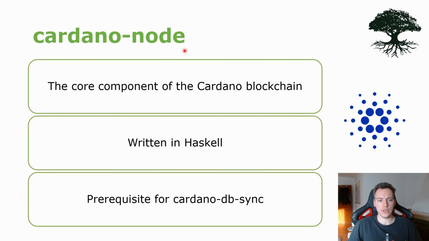Okay, next up, Cardano node, the core component of the Cardano blockchain. It's written in Haskell, and it's a prerequisite for cardano-db-sync, because Cardano node is the component that communicates with other Cardano nodes, and that's how consensus is reached. That's how blocks are put on the blockchain, and that's how also cardano-db-sync gets information to sync to the database. It gets it from the node.